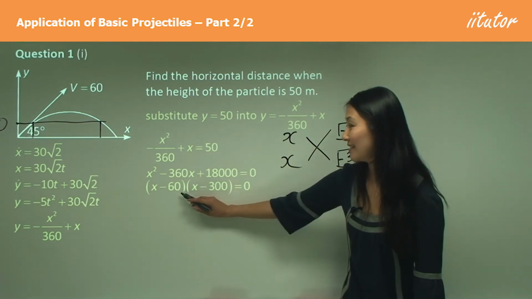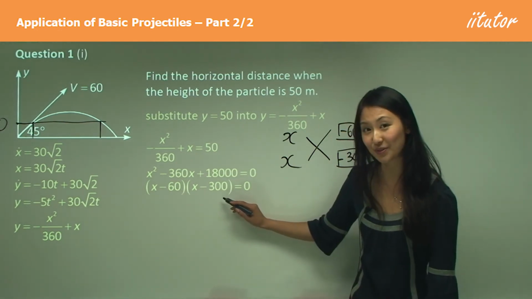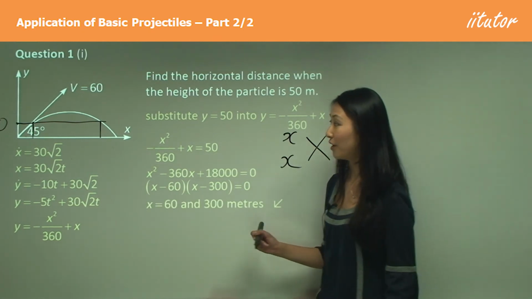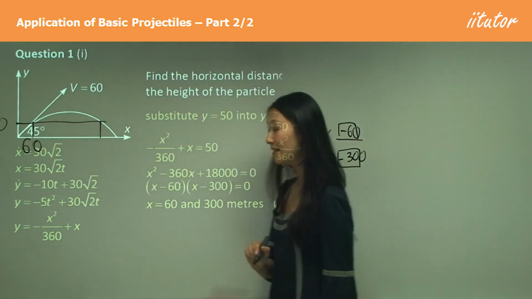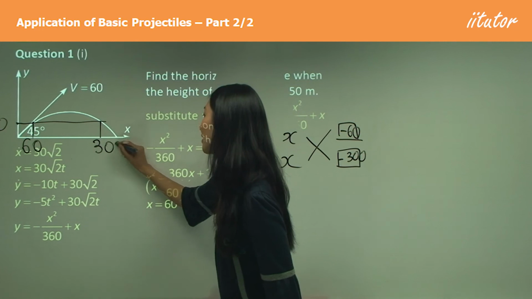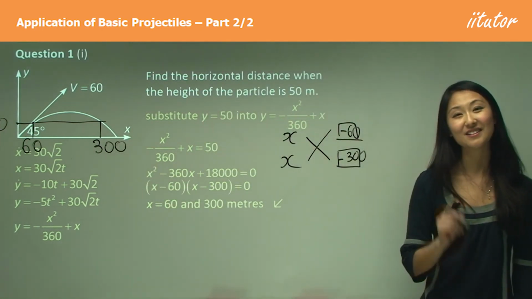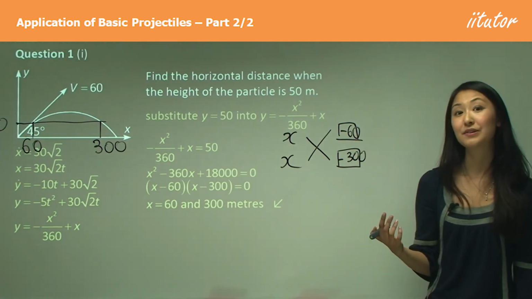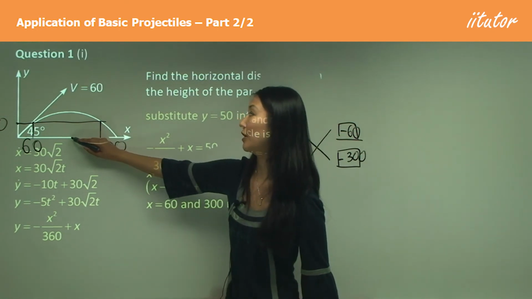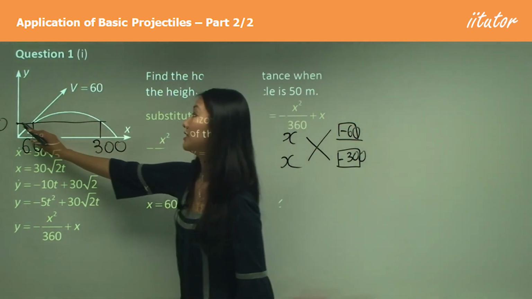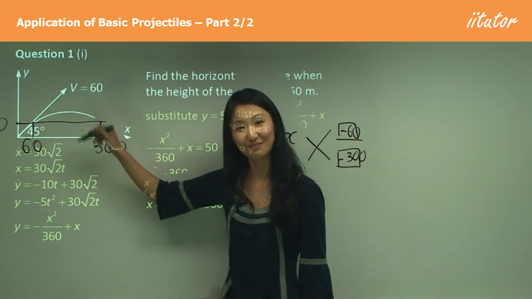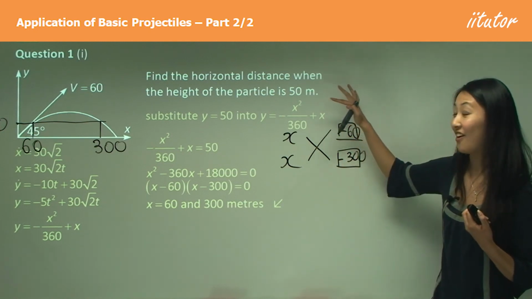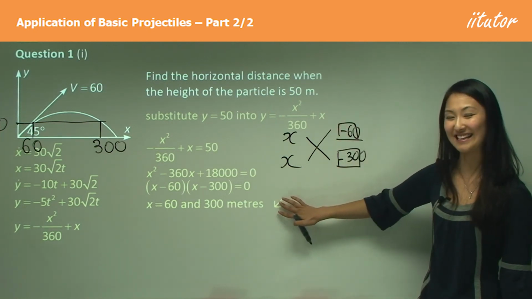So we factorize it to (x minus 60)(x minus 300), which means that when y equals 50, x can equal both 60 meters there, as well as 300 meters over there. So that's a difference between working out the horizontal distance compared to the vertical distance. For one horizontal distance, you can only have one vertical distance. But for one vertical distance, it makes sense why there are going to be two horizontal distances. All right, so just remember, with working out the horizontal distance here, make sure you've got two answers at the end.